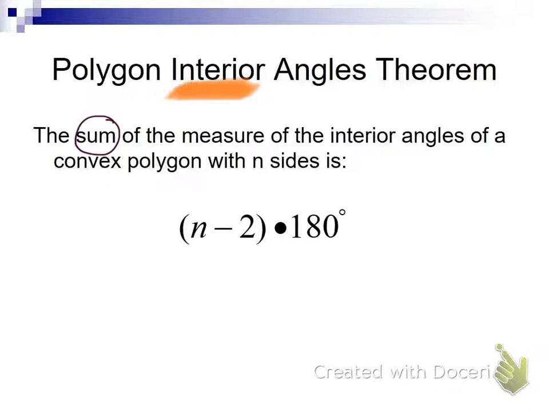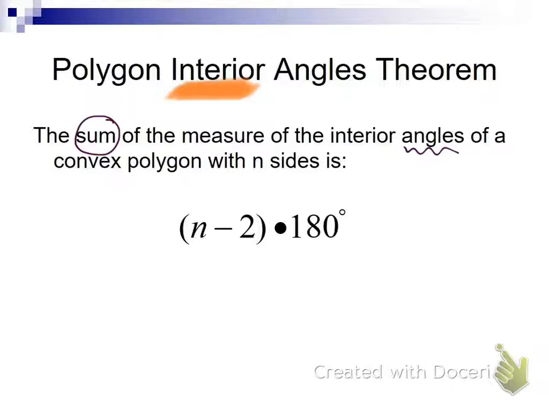So let's talk about this just for a minute, because some of the polygons that we would deal with you're already familiar with. What does it mean to have a sum of the interior angles? We would add up all the angles, right? It's the sum of the interior angles. So this is the number you would get if you added up all the angles.